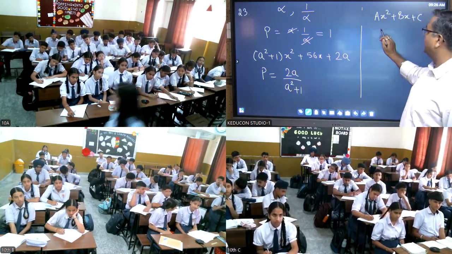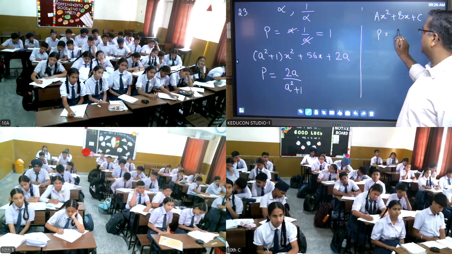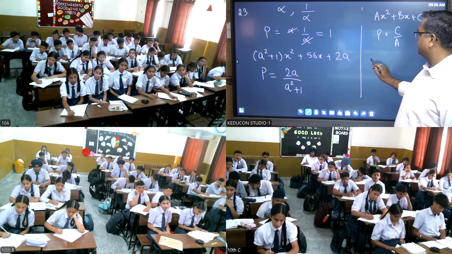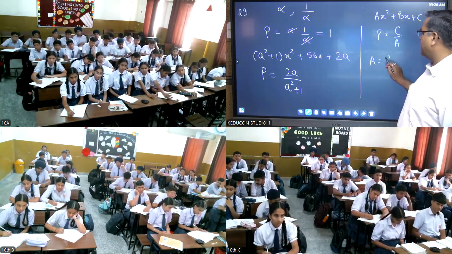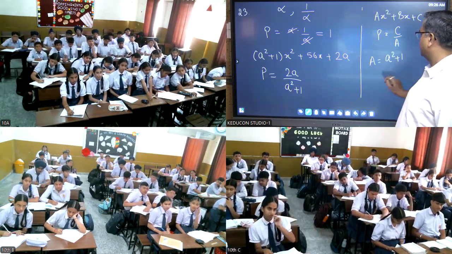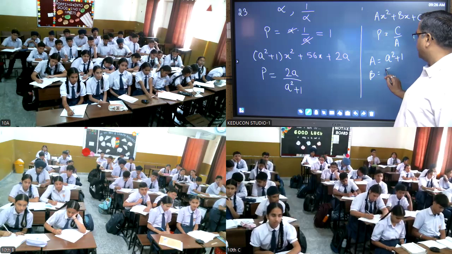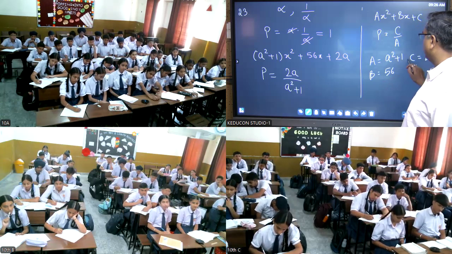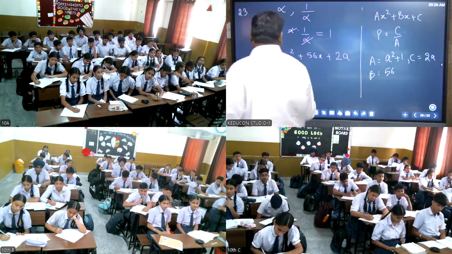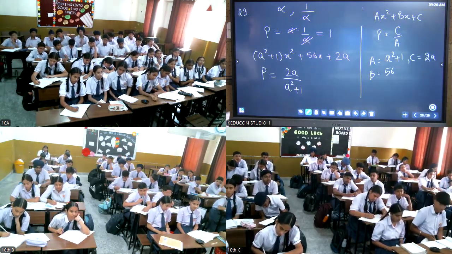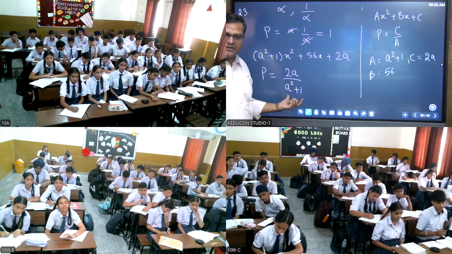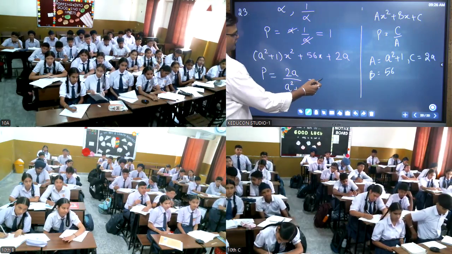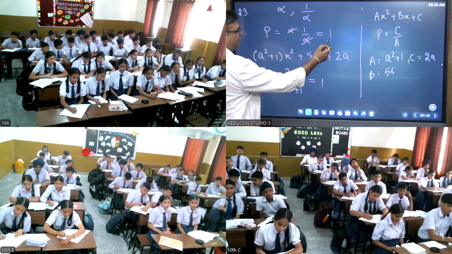So now what will be the product here? Capital C upon A. और what is the value of C? Value of capital A is a square plus 1, B is 56 and C is 2a. So we have applied C upon A. So C is 2a and A is a square plus 1. Now make this equal to 1 because we have found out 1.